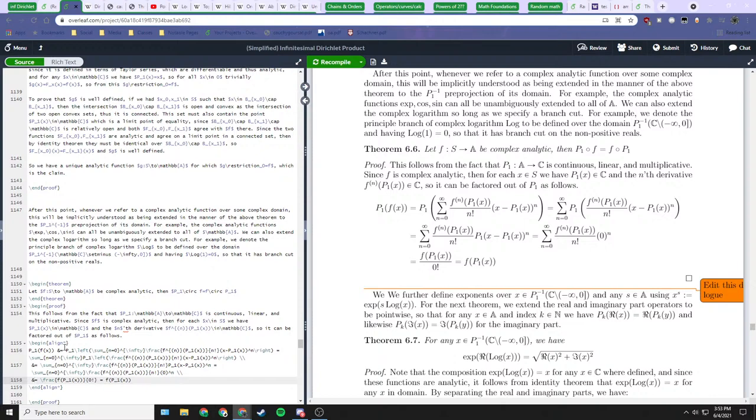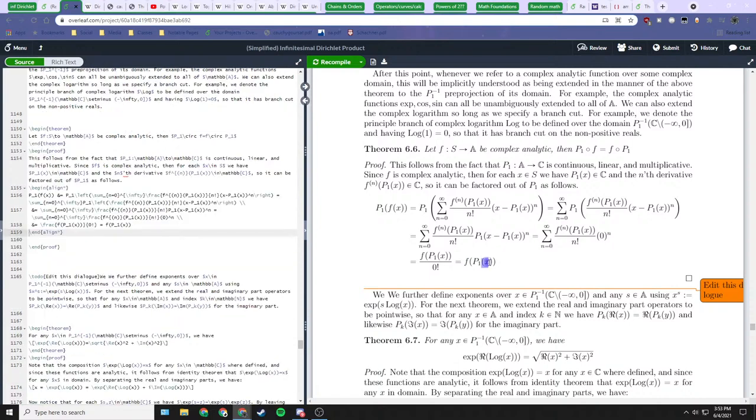Yes, complex analytic, p1 of f is f of p1. So that is just what that is. P1 of f is f of p1. So that's kind of nice. So that essentially is telling us that when we evaluate a complex analytic function on some point, whatever its first index is, it doesn't care what all the other ones are. It only cares what x is on the first index, which is kind of interesting.